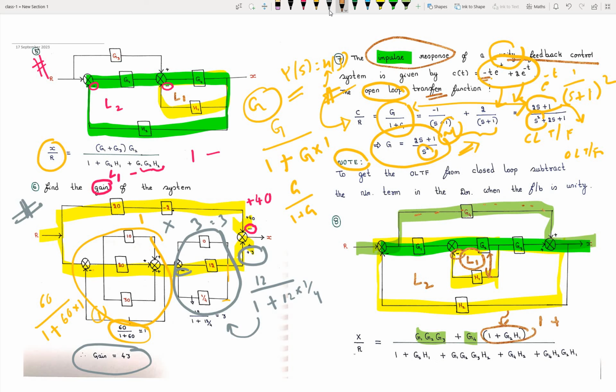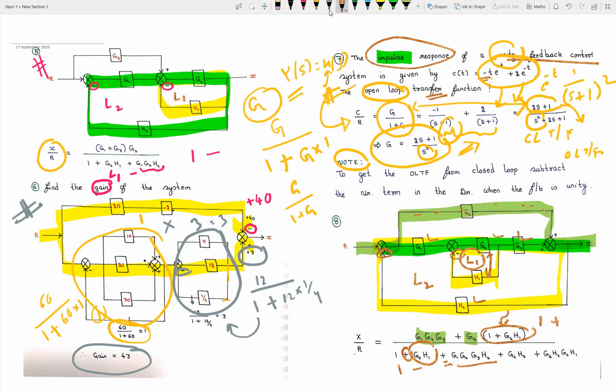Now coming to the denominator part. In the denominator, again the same story, you have to start with 1 minus. First I included loop L1. In loop L1 we have g2 and h1. Because of the minus sign here, minus into minus is plus. And this is your second loop, g1, G2, G3 and H2. Because of negative feedback, we get positive here.